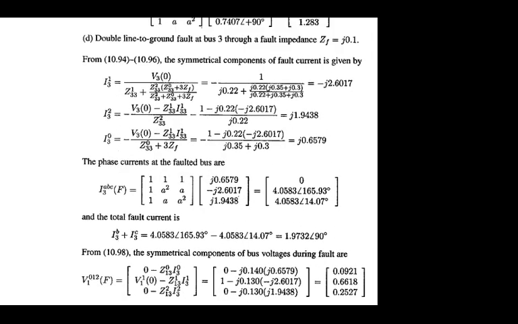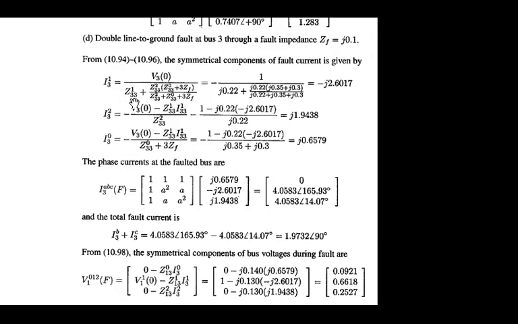So double line to ground also has some relation for I30, I32, I31 in terms of Z. Regarding the double line to ground fault, you have to be careful about those current calculations. You have to practice the current equations more to remember or absorb them.